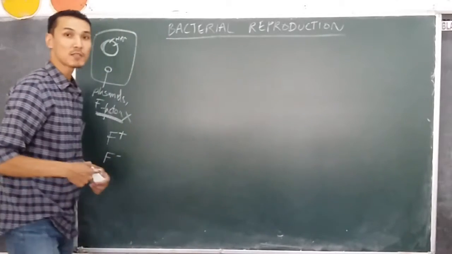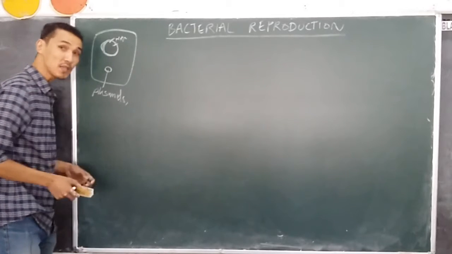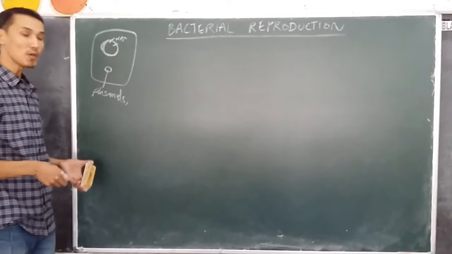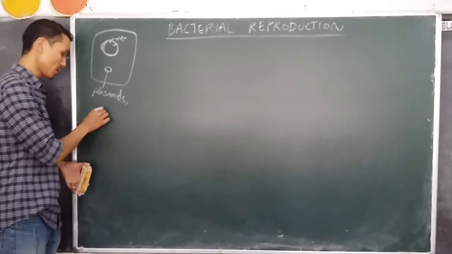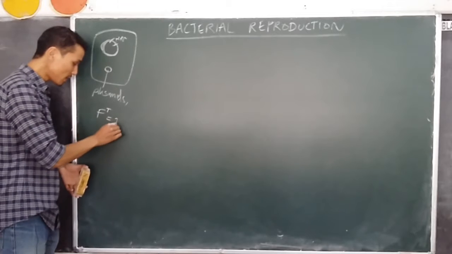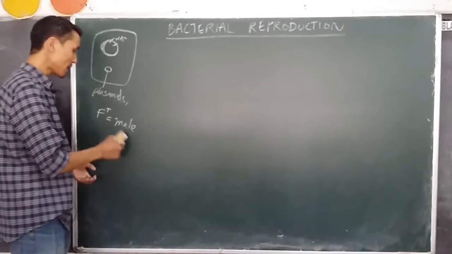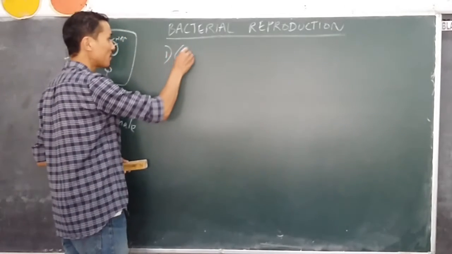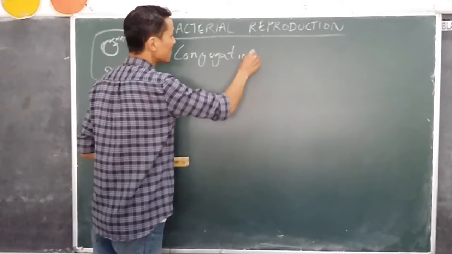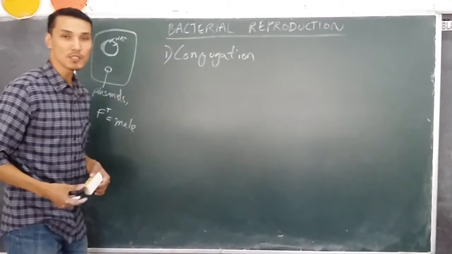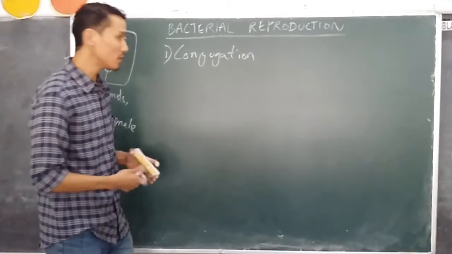Now why the F factor is important is it helps in the transfer of the genes from one cell to another. So basically, the presence of an F factor in a cell, that bacterial cell is known as the male. So how this F factor works is by conjugation. By conjugation, what it means is genetic transfer takes place due to contact between two bacterial cells.